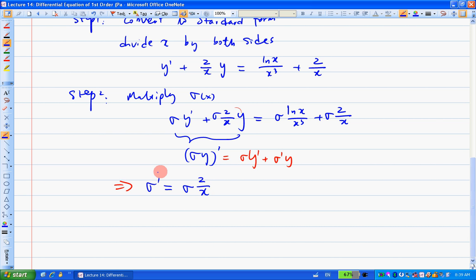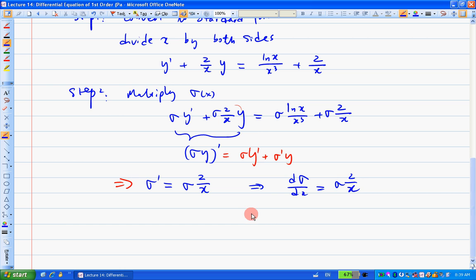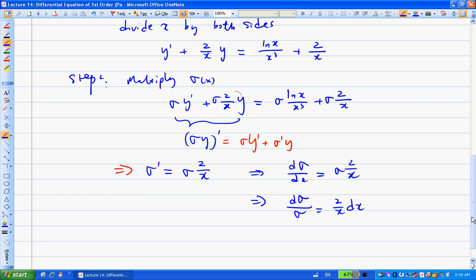So for each example, sigma prime equal to this, and we're going to solve for sigma. This is equivalent to saying d sigma over dx equal to sigma times 2 over x, right? And this is equivalent to separating variables. So d sigma, put the sigma all together, put the x all together. So that's this step here, separating variables.